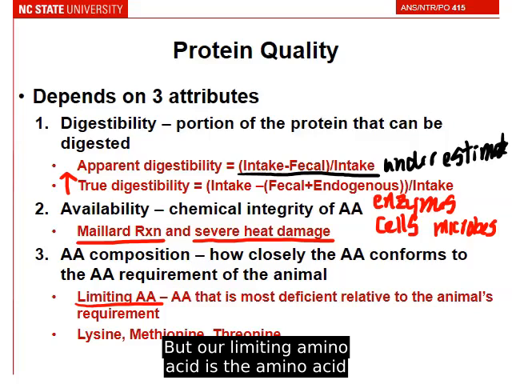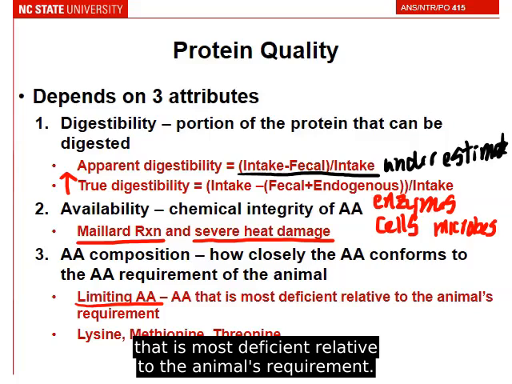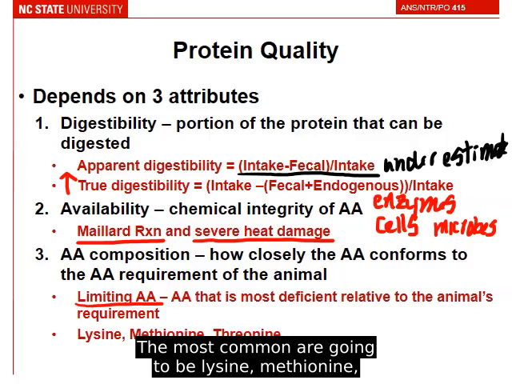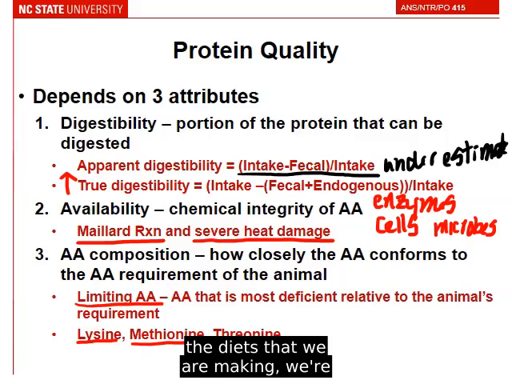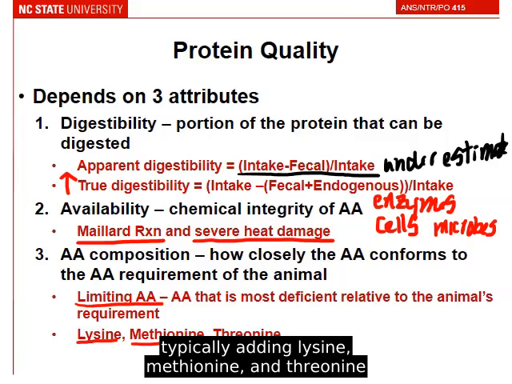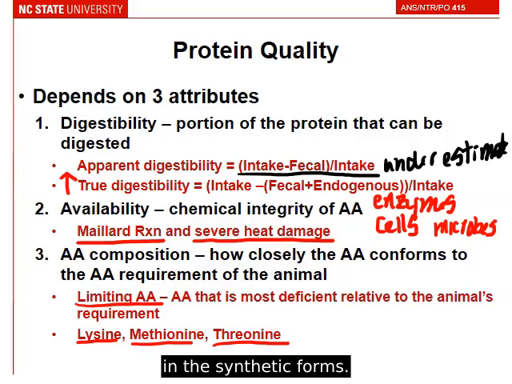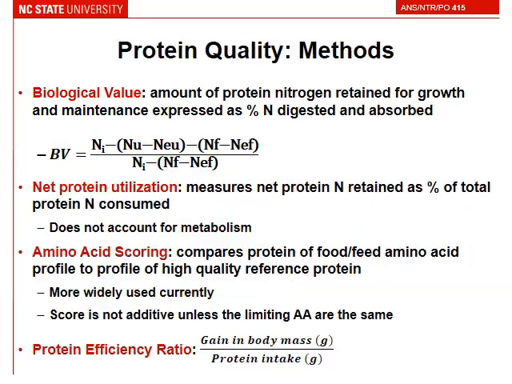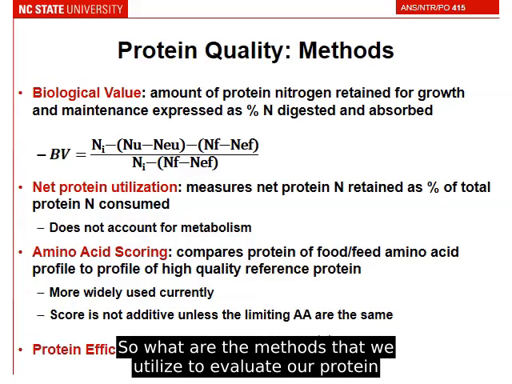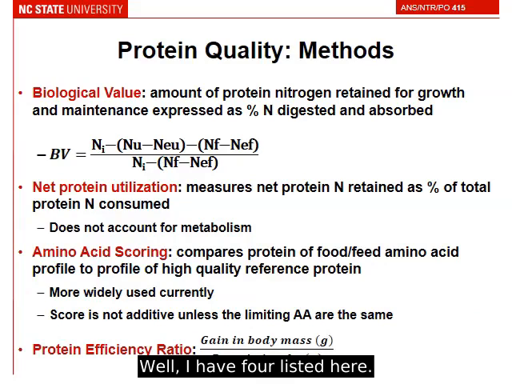But our limiting amino acid is the amino acid that is most deficient relative to the animal's requirement. The most common are going to be lysine, methionine, and threonine, and that's mainly in our poultry and swine. The diets that we are making, we're typically adding lysine, methionine, and threonine in the synthetic forms. So what are the methods that we utilize to evaluate our protein quality? Well, I have 4 listed here.